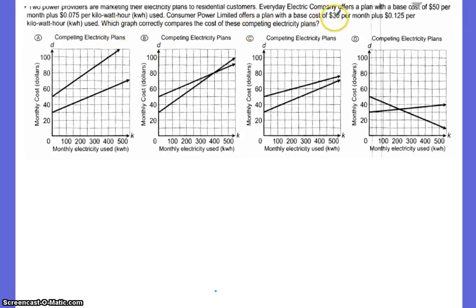Okay, Everyday Electric Company offers a plan with a base cost of $50 a month plus 75 cents per kilowatt hour. So 50 plus 75 cents X. Consumer Power Limited offers a plan with a base cost of 30 plus 0.125 X.